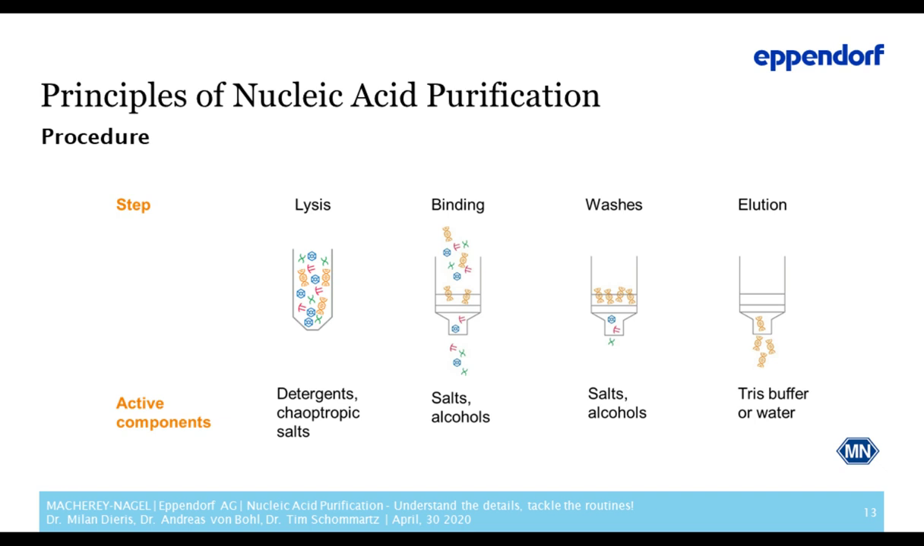Then you run this solution through your spin column by centrifuging it, and the DNA is bound to the silica membrane. Then you usually have 1, 2, or 3 washing steps, depending on the type of sample and the purity you need. In the end, you elute your DNA from the column with a Tris-buffered solution or water. Then you can use your DNA for whatever downstream application you have, whether it is cloning, PCR, or an NGS library prep, for example.